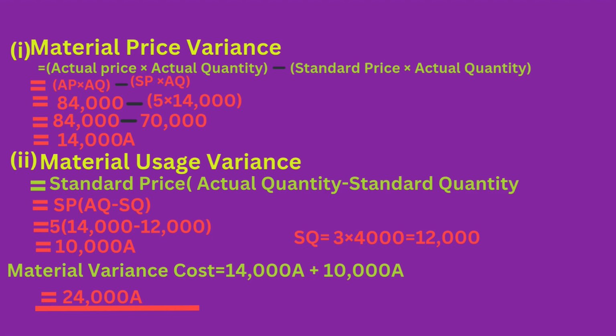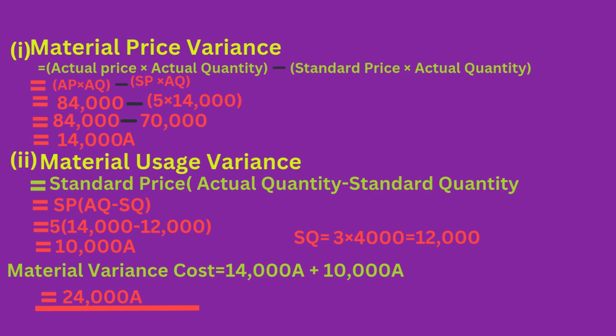Let's go to our second one, which is material usage variance. Material usage variance is given by standard price into actual quantity minus standard quantity. So our standard price we had, which was 5 shillings. So it's 5 into the actual quantity, which is 14,000 kgs. We don't have yet the standard quantity.